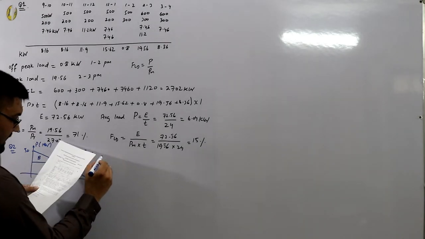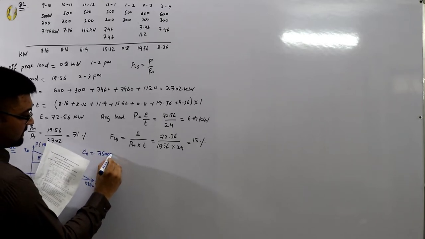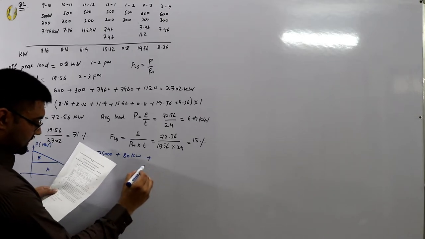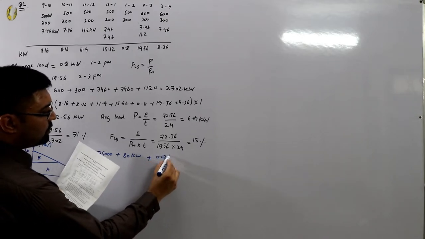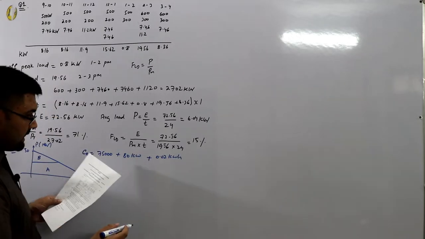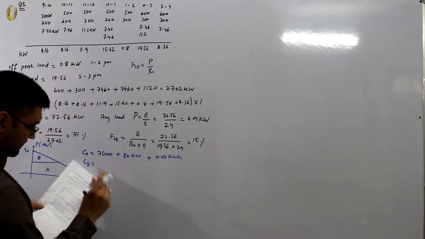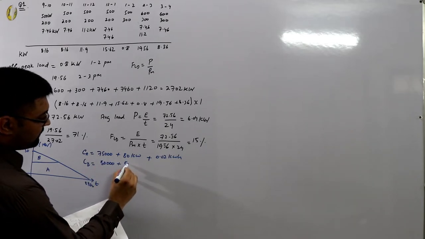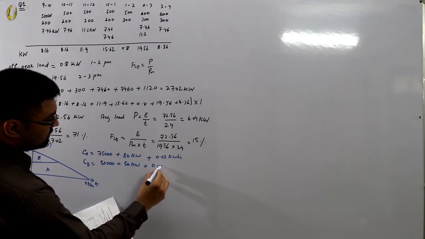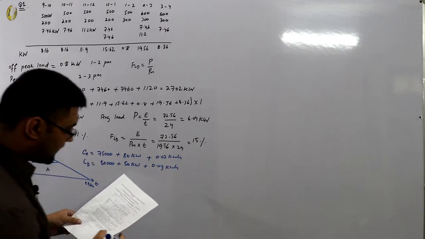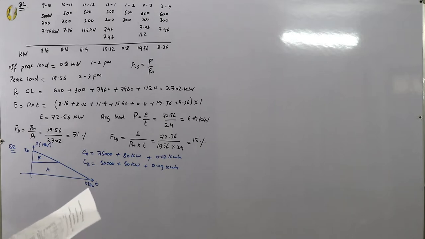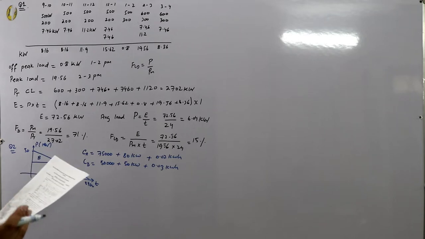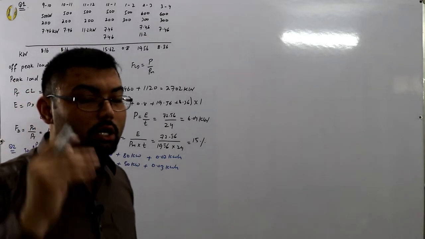Let's say the cost model for A is given, which is 75,000 plus 80 into kilowatts, plus 0.02 into kilowatt hours. And the cost model for B, CB, I will name it, is 50,000 plus 50 times kilowatts, and then 0.03 on a kilowatt hour basis. So this is the tariff or the cost models given. Then you have to determine the installed capacity and how many hours the peak load station should be operated, so the cost is minimum.